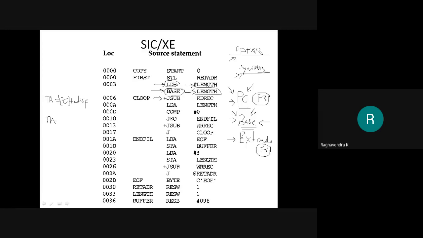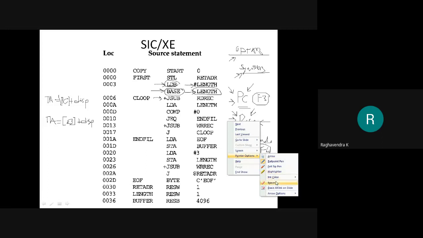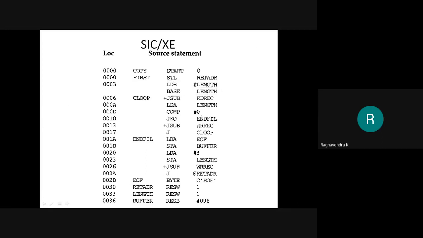But if you are using the base relative addressing mode, it is almost the same. Instead of PC, we are going to make use of the content of base register. Okay, so this is the formula. Do remember this, right? Now we will assemble the instructions and we will check one by one whether it's PC or whether it's base or whether it's immediate or whether it's indirect, right?